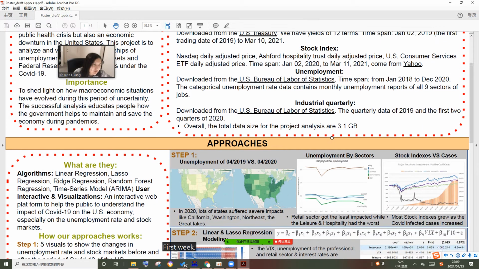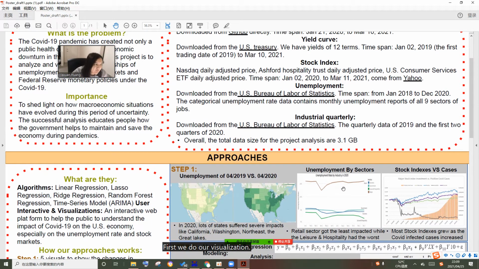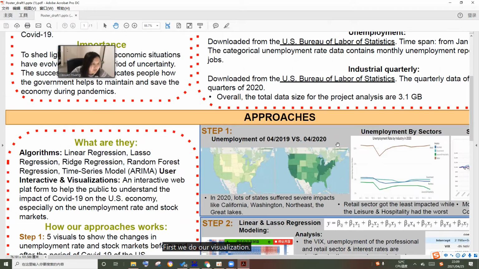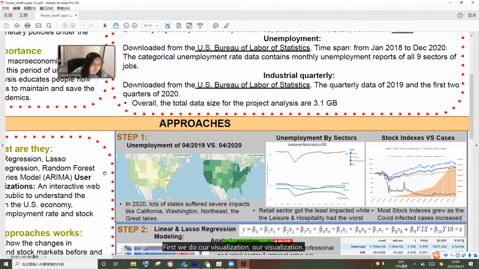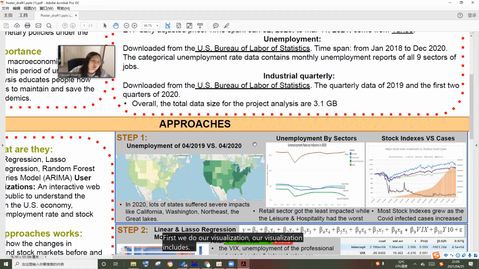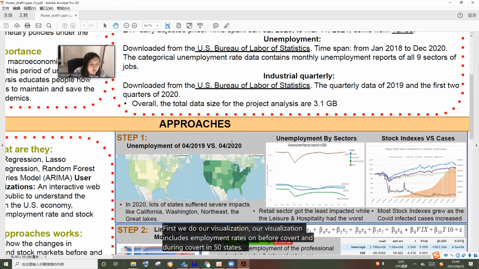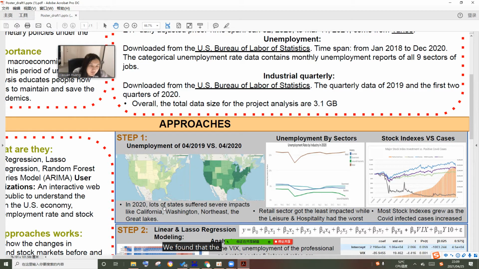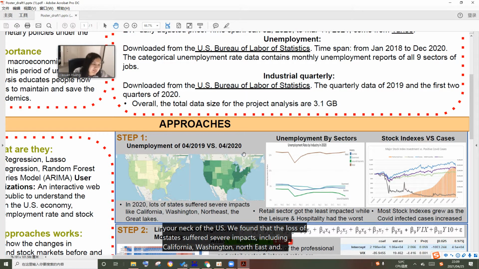First, we do our visualization. Our visualization includes the unemployment rate before COVID and during COVID in 50 states of the U.S. We found that lots of states suffered severe impacts, including California, Washington, Northeast, and the Great Lakes areas.